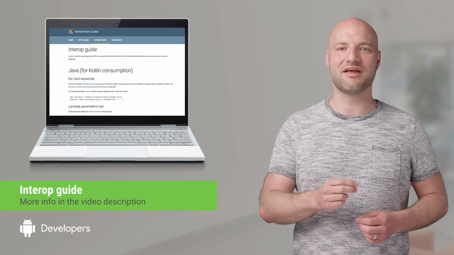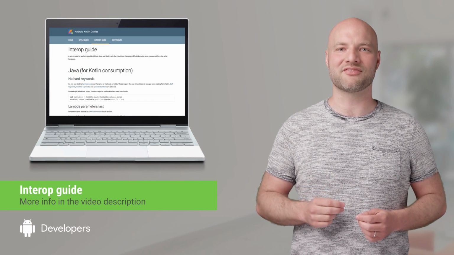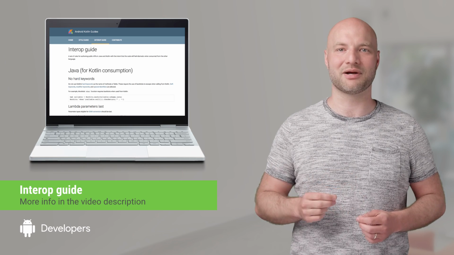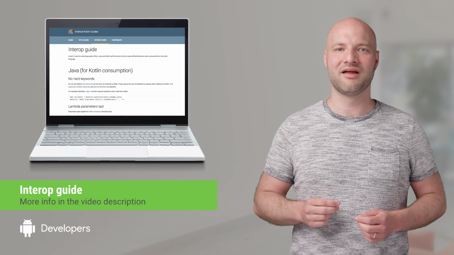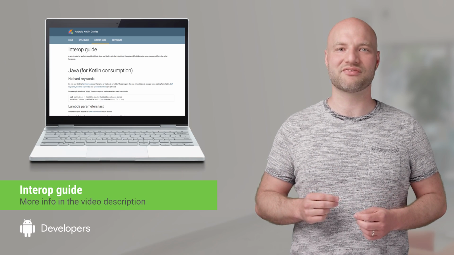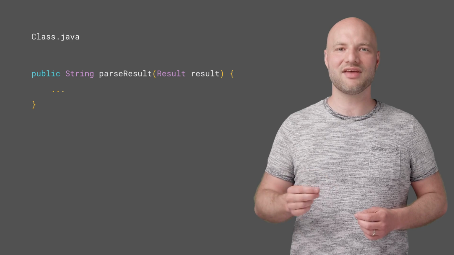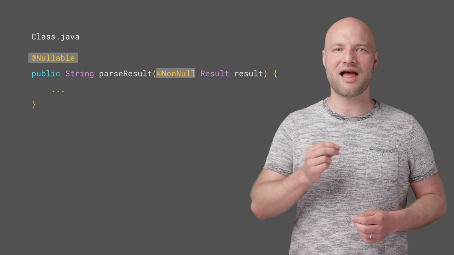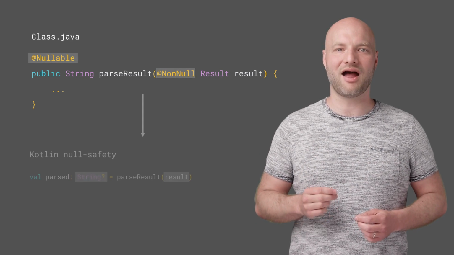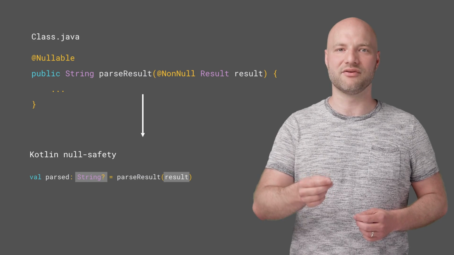This video will cover the interop guide, which covers best practices for writing code in the Java programming language to support Kotlin. It has four main interop suggestions. First, Kotlin is all about null safety. To support this in the Java programming language, add the annotations nullable and non-null everywhere in your public API. Kotlin will use these to make your API null safe.